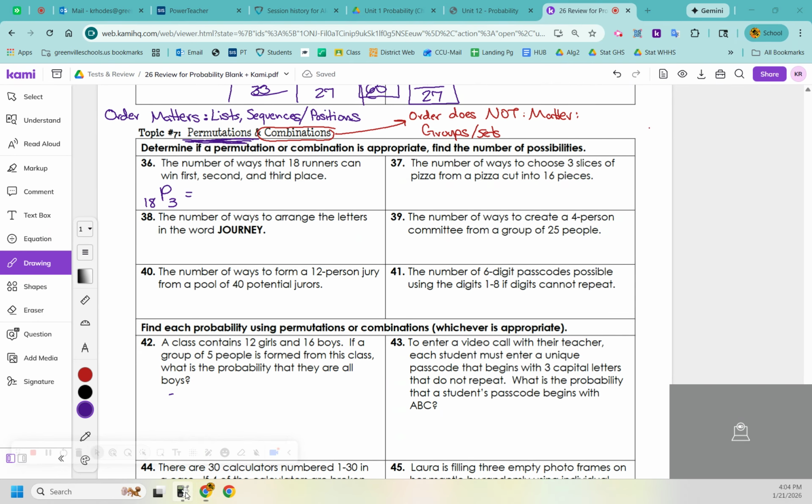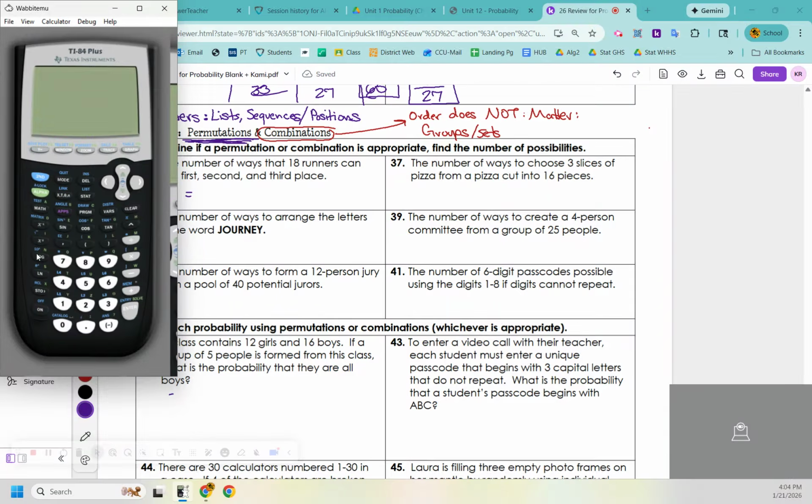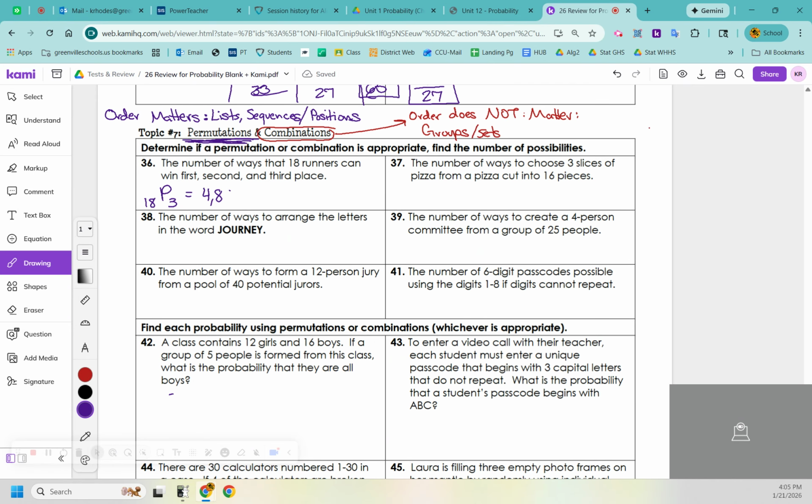And then in the calculator, I'll put in 2 of these. I'm not gonna put all of them. It's under math. You wanna put in the number first, so you wanna do 18 first and then hit math. Scroll over to probability, PRB, and permutations is number 2. The big number always goes first, 18, and we're picking 3. So out of 18 runners, we need to pick 3 of them for first, second, and third place. There are 4,896 ways to do that.